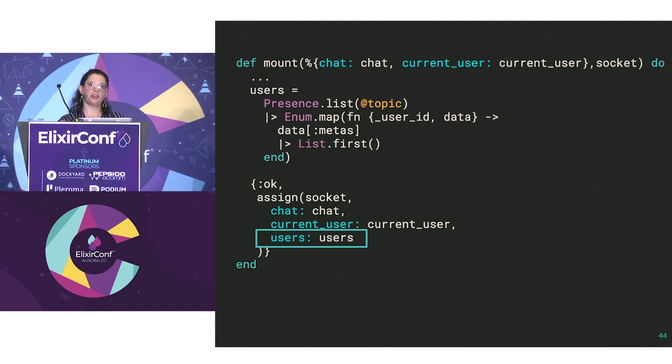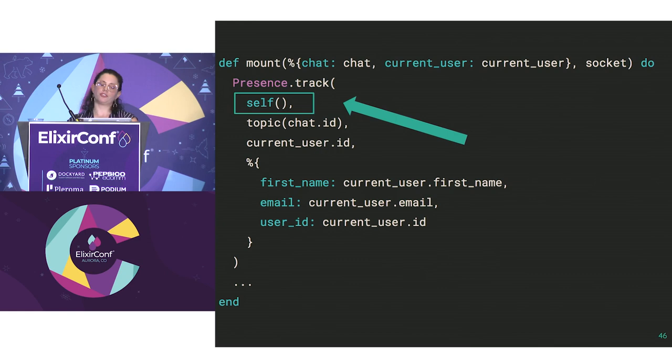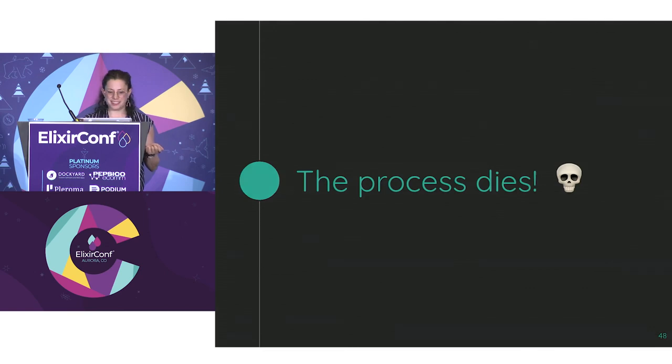All right, so we've talked about a user joining. What about when a user leaves? How can we update present state and broadcast changes when a user leaves the chat room? So recall that we are tracking presence for a given LiveView process via the Presence.track/4 function, where the first argument we give to track is the PID of the LiveView process. So what do we think happens when a user navigates away from a LiveView page? Unsurprisingly, the LiveView process terminates.